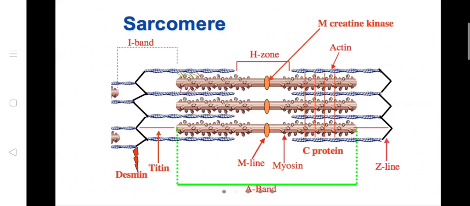This will come and bind here. Same way, this will come and bind. This will come and bind here. This will come and bind. Now again, the next stroke. This from here will go and bind here, and this from here will go and bind here. So this myosin would have now moved forward.